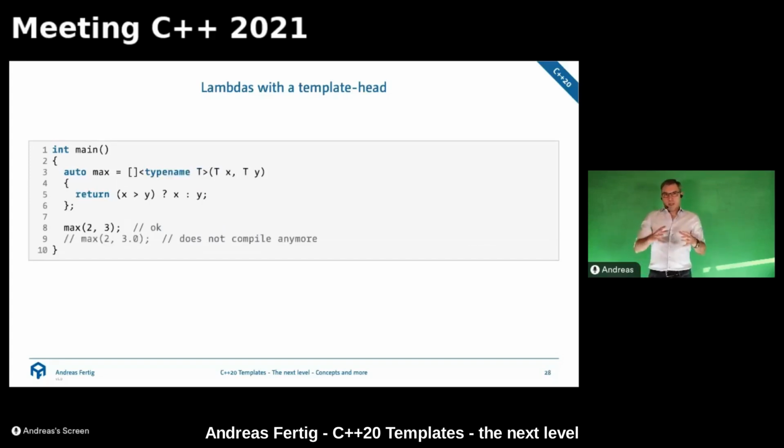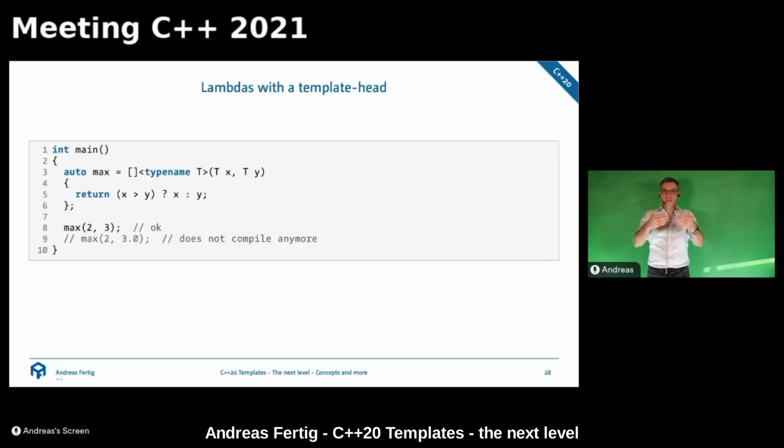C++20 now brought us lambdas with a template head. After the capture clause, as you can see in number 3, we can now start in the angle brackets a template head. We don't have to type template, because that's implicit at this point. So we say in the angle brackets a template head, and there we can use typename, class, non-type template parameters, all what we want. And now we are looking at what we already know from function templates.